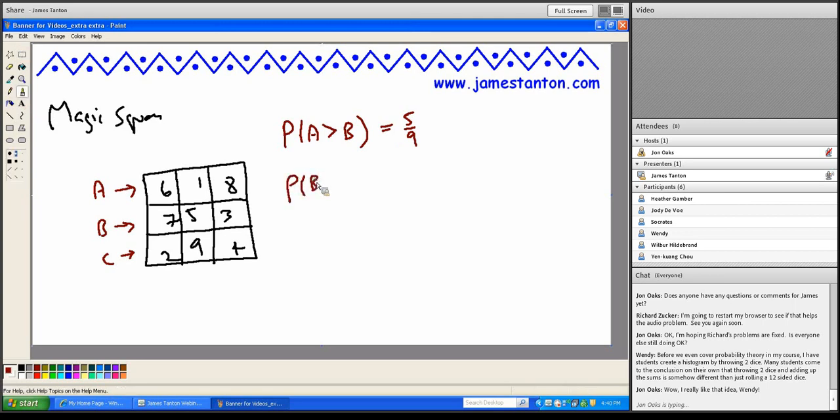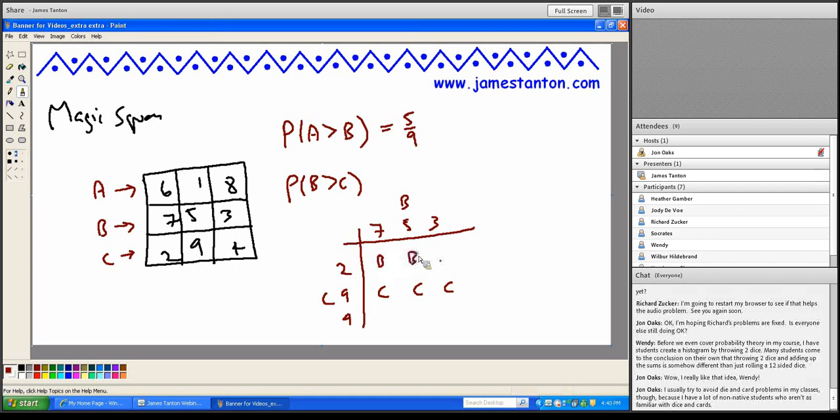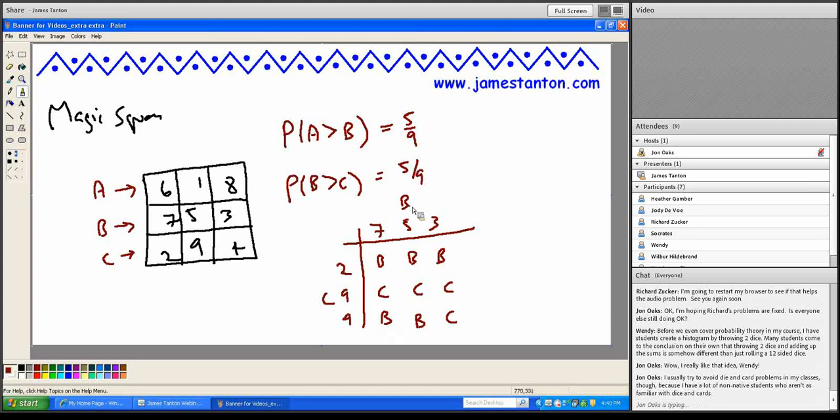All right, let me ask, what's the probability of Bilbert beating Cuthbert? Let's do the same work. Bilbert could choose a 7, a 5, or a 3. Cuthbert could choose a 2, a 9, or a 4. If Cuthbert ever chooses the 9, he's guaranteed to win. So he should choose the 9, but let's assume he chooses one at random. I said that at the beginning. If he chooses the 2, he's guaranteed to lose to Bilbert. And if he chooses a 4, he'll lose here, and win here.